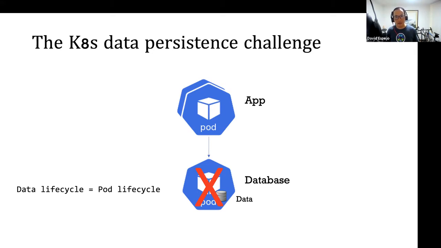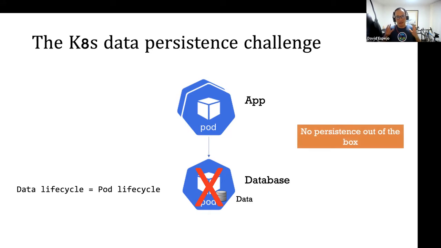The infamous cattle versus pets issue. Here, pods are certainly, well, cattle, and you just declare what you need from the infrastructure, and you don't care what's the specific pod ID that is doing it, right? So having the data inside this same short-lived, fragile life cycle is very problematic for many kinds of applications.